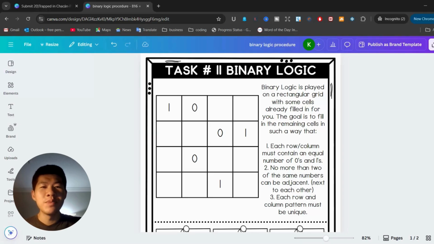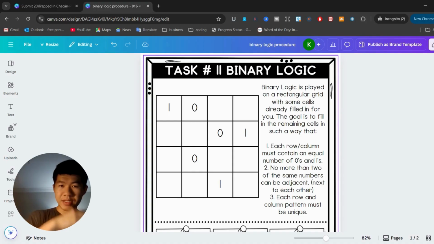Binary logic is a logic puzzle that's played on a rectangular grid with some cells to fill out. The goal is to fill out the remaining cells in either zeros or ones so that each row or column contains an equal number of zeros and ones. No two numbers of the same can be adjacent to each other. And each row and each column needs to be a unique pattern.